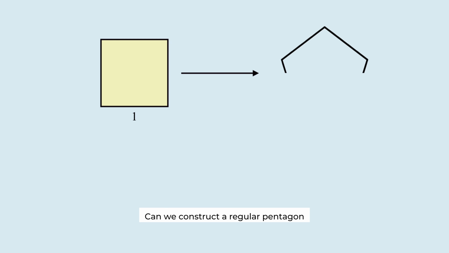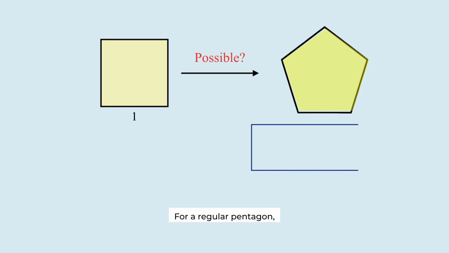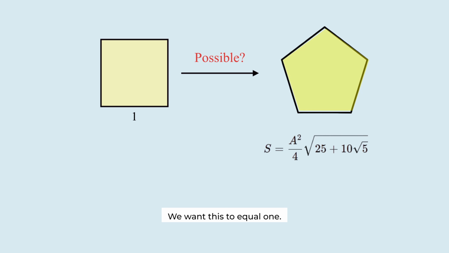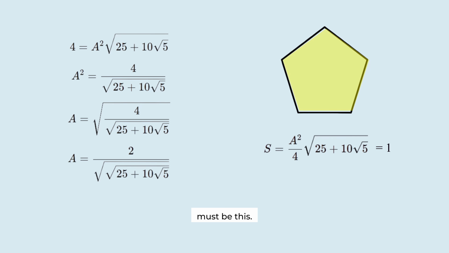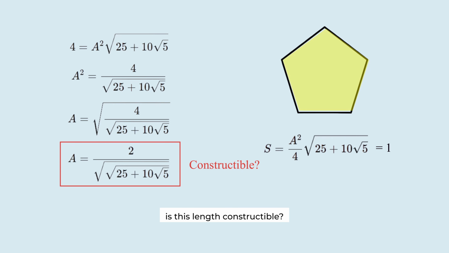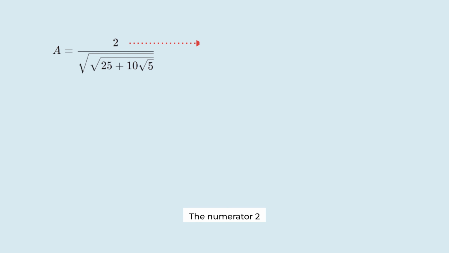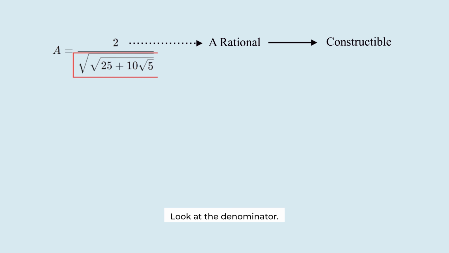Can we construct a regular pentagon with the same area as a square? For a regular pentagon, the area formula is this. We want this to equal 1, so the side length A must be this. The question is, is this length constructible? Let's find out. The numerator 2 is rational, constructible. Look at the denominator. That's the fourth root of this number.